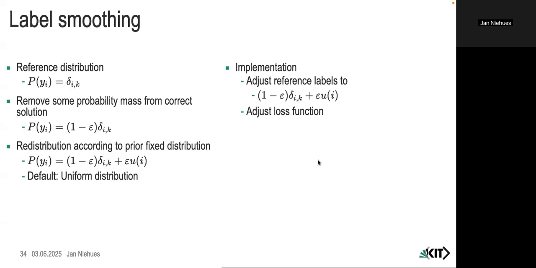So in total, we have seen now three different ways of how we can try to address the challenge of overfitting. We looked at regularization, at dropout, and now at label smoothing. And if there are questions, yes.